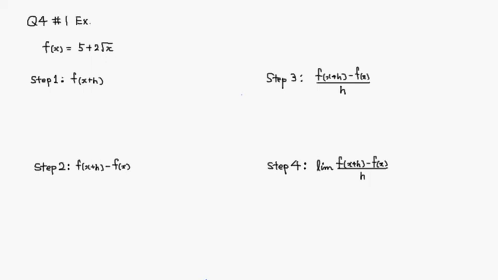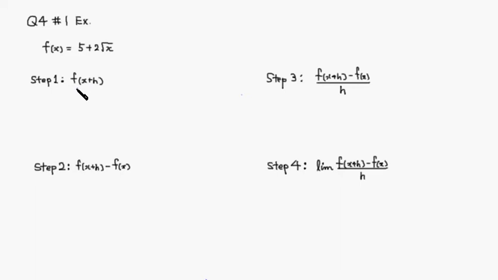Okay, let's look at the quiz 4, number 1 example. All right, let's do a similar problem to quiz 4, number 1. We're going to use a four-step process to find the derivative of this given function, 5 plus 2 square root of x. All right, so let's do that.